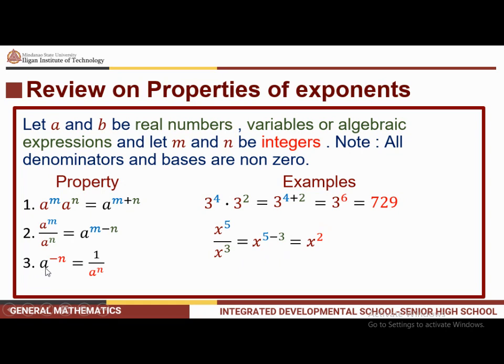Kapag meron tayong a to the power of negative n, which is a negative exponent, ang mangyari niyan, pwede natin siyang masulat as 1 over a to the power of n. Kung ma-observe natin, yung negative exponent nagiging positive exponent na. For example, we have y to the power of negative 2, which is equal to 1 over y squared. Since yung negative natin, nasulat natin ito as positive exponent, i-observe din natin na yung 1 is a perfect square. Yung y is a perfect square. So, pwede natin siyang masulat as 1 over y to the power of 2.